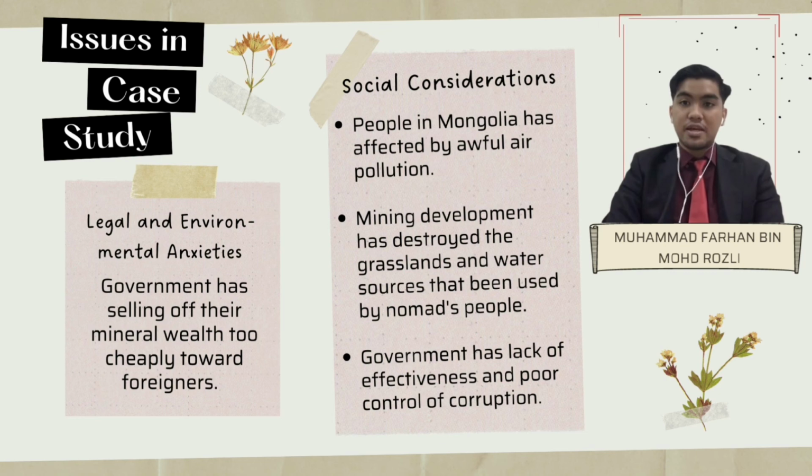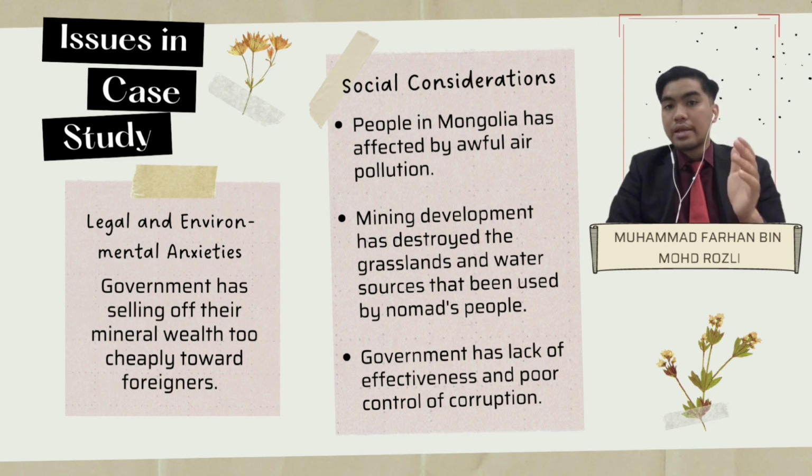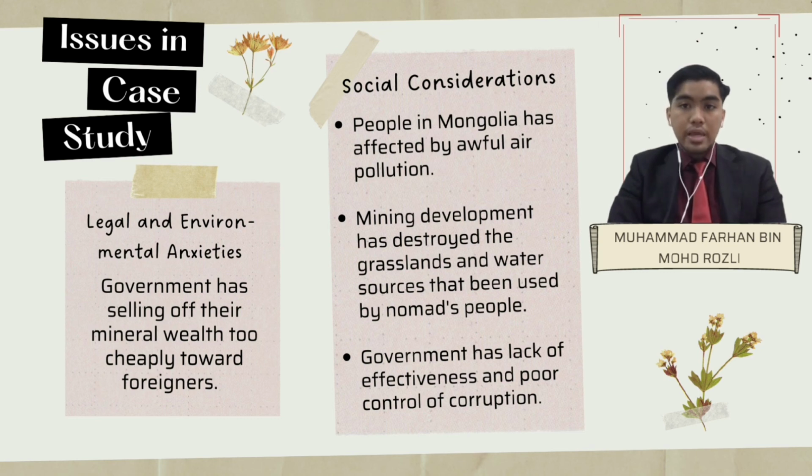Third issue that has occurred under social consideration is that the government has a lack of effectiveness and poor control of corruption. It has been noticed by people in Mongolia, but they have no power to counter those problems. Those problems will affect the economic growth of Mongolia since corruption can increase inequality, decrease popular accountability and political responsiveness, and thus produce rising frustration and hardship among citizens who are then likely to accept heavy-handed and illiberal tactics by the government.